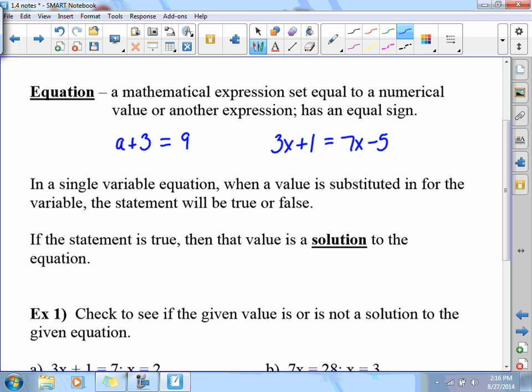Now we're not going to see anything that complicated yet. Today we're going to see something more like this first expression or equation that I wrote. Now when you have a single variable equation, you can substitute a value in for the variable and then figure out if that statement is true or false. If the statement's true, then the value that they gave you is the solution to the equation. And if it's not a true statement, then it's not a solution.